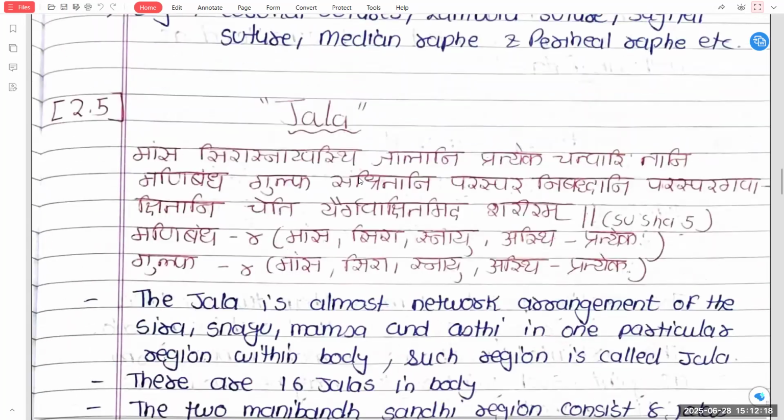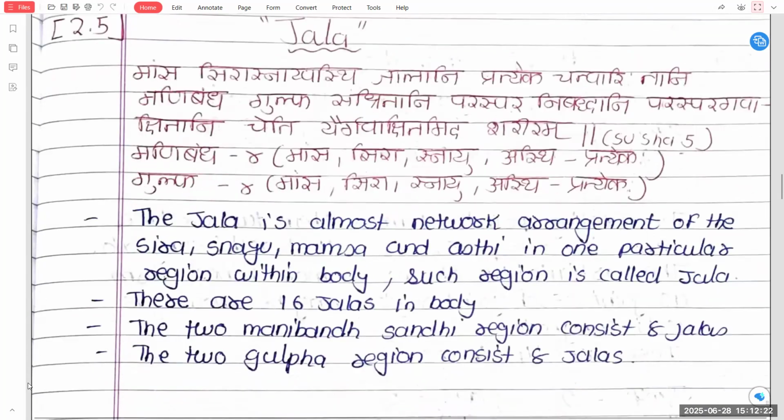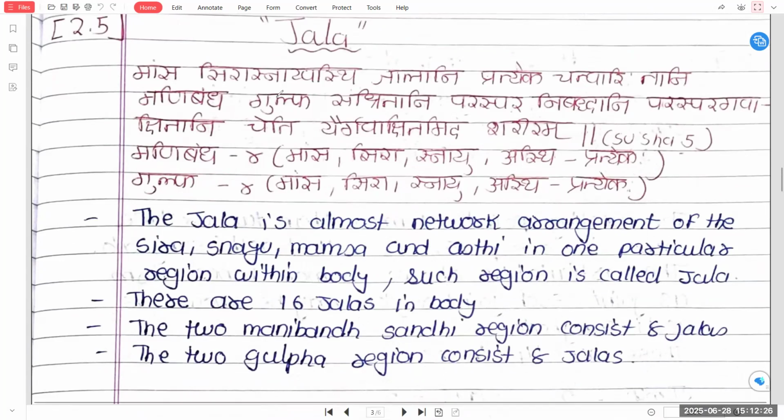The 5th definition, similarly, we are going to see is about Jal. This is important and a most frequently asked question for the SAQ, short answer question. You are asked about Jal very frequently. So, what is Jal? Mamsa, Sira, Snayu, Asthi.